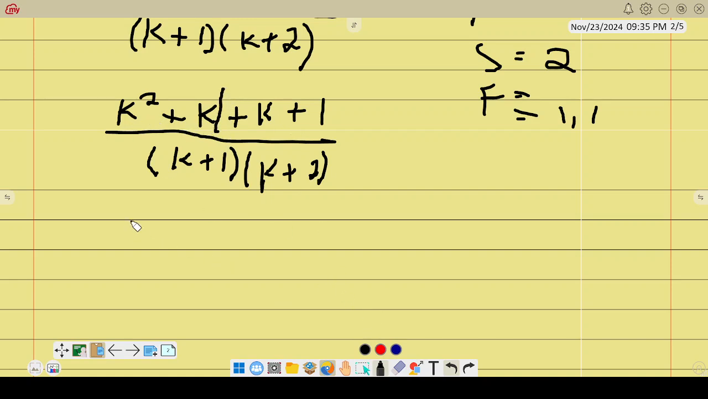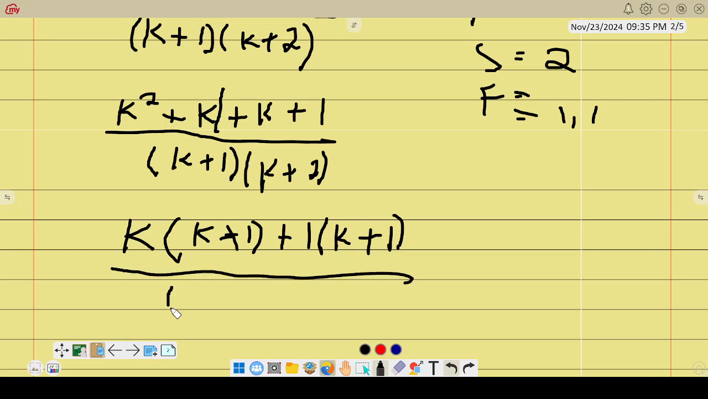We factor out a k, we remain with k into k, we remain with 1, plus, here there's no common factor, so we factor out a 1. That's the common thing which can go into both. 1 into k, it's k. 1 into 1, it's 1. So everything is over k plus 1, k plus 2.